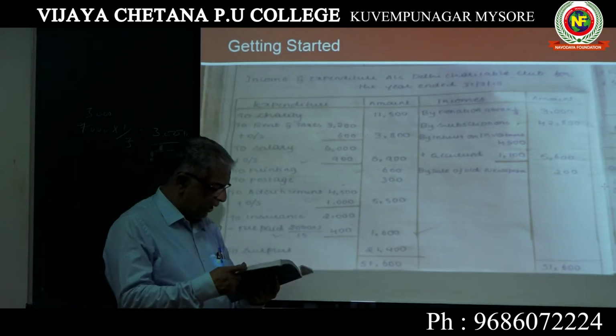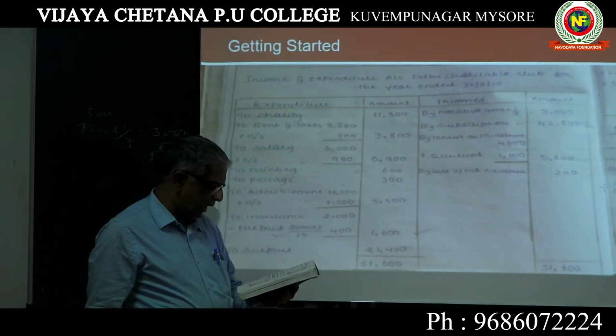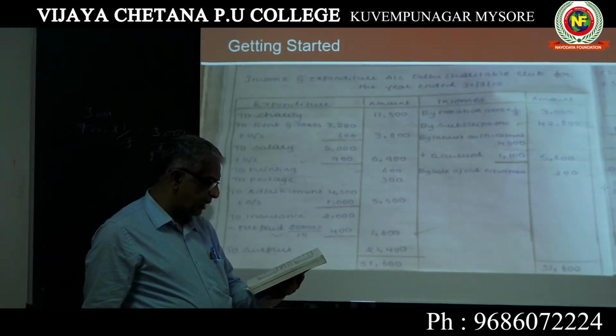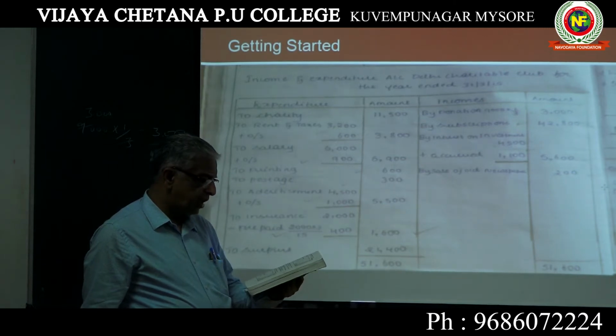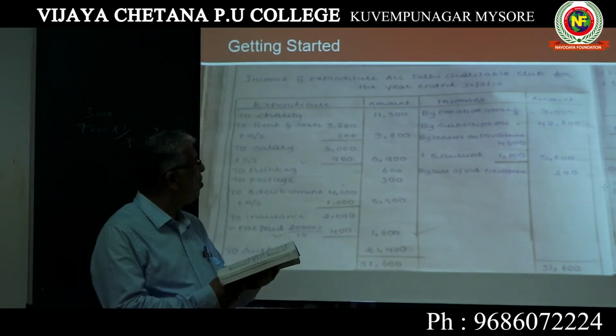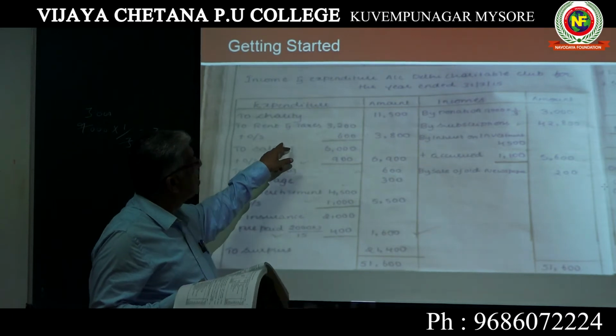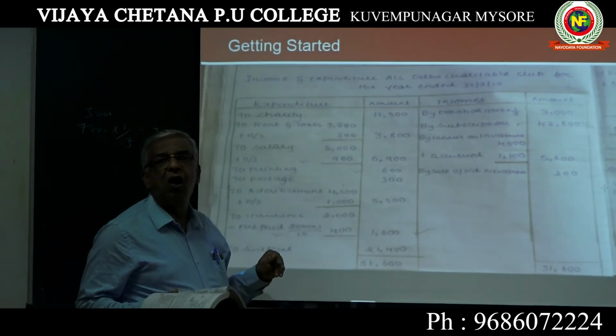And one adjustment here he says, adjustment number D, you see. Rent rupees 600 outstanding on 31st March 2015. So rent is incurred but not paid, outstanding.